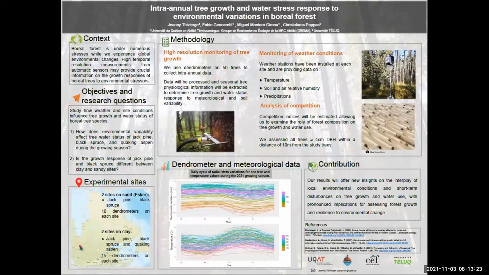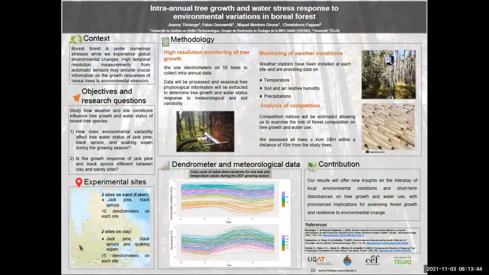As we all know, boreal forest is under stress while we experience global environmental changes. So high temporal resolution measurement from automatic sensors may provide crucial information on the tree growth responses of boreal trees to environmental stressors.